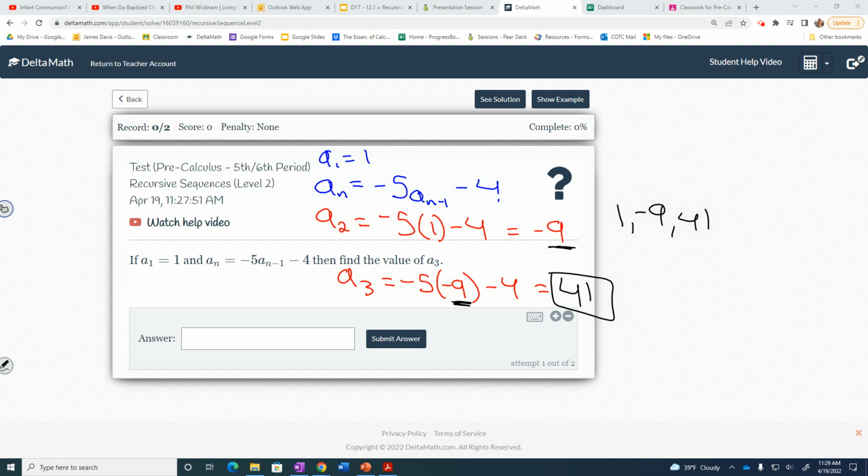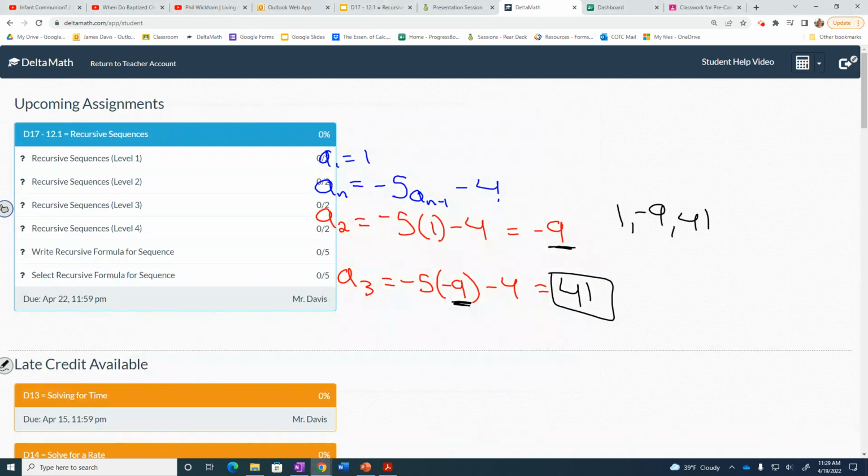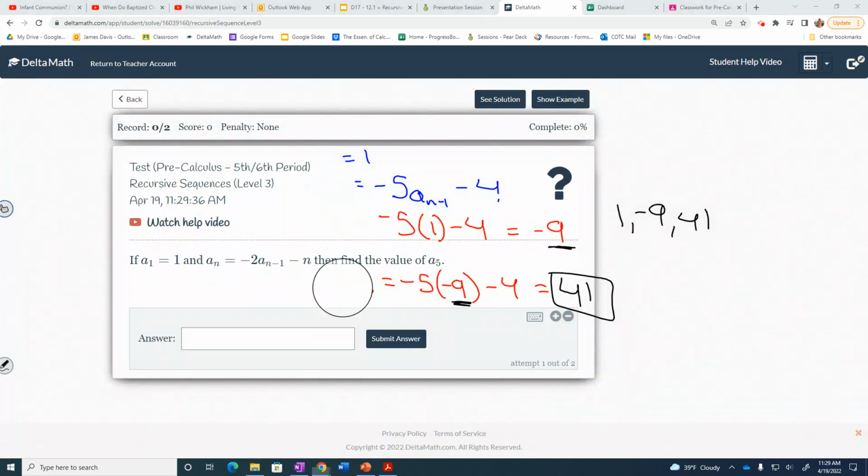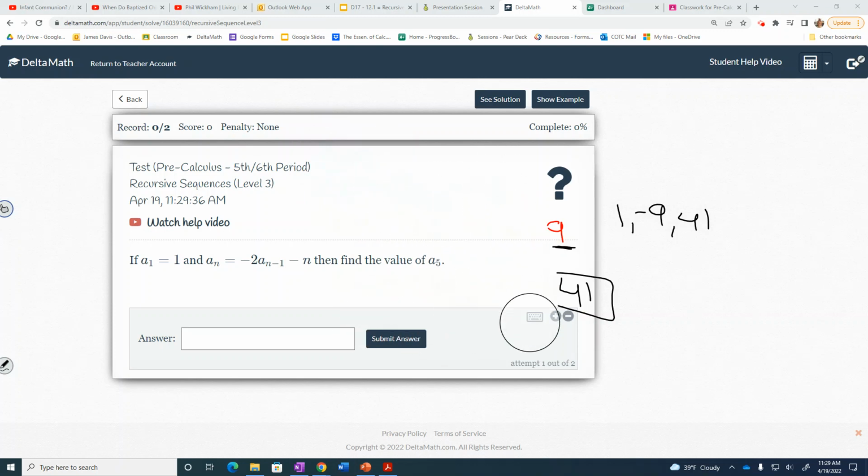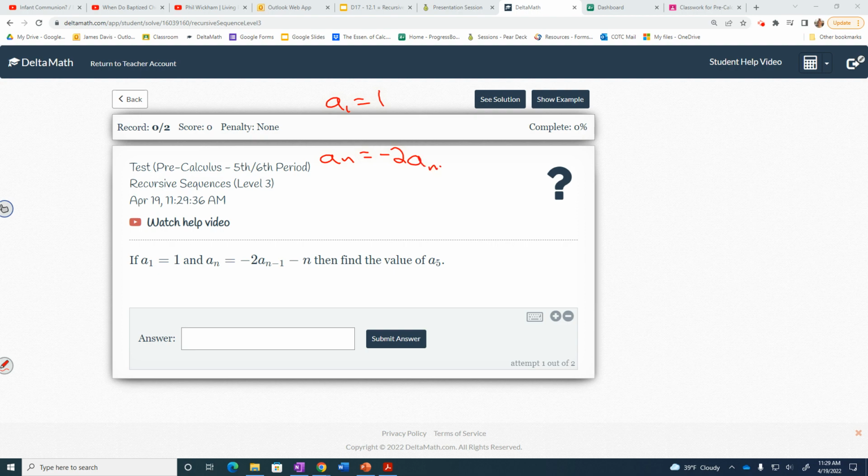Get the hang of it? Okay, let's try the next level. So for this one, we've got a sub 1 is 1, a sub n is negative 2 times a sub n minus 1 minus n. So it's just a bit different here. It's got an n in there as a constant. So we'll find a sub 2 to start, because it gave us a sub 1.